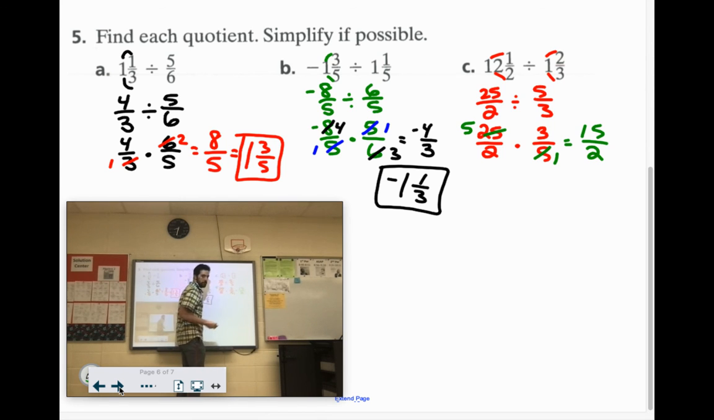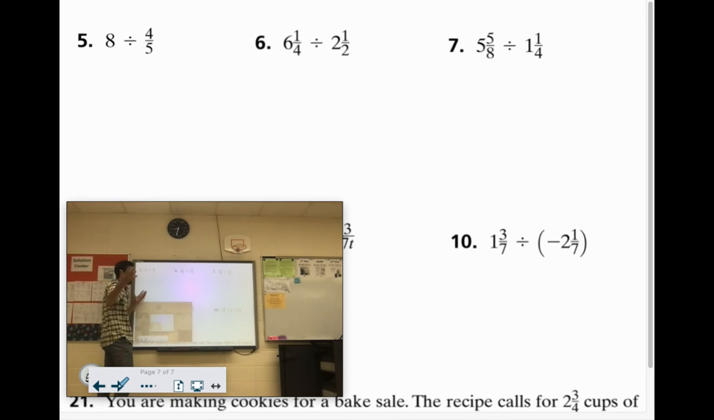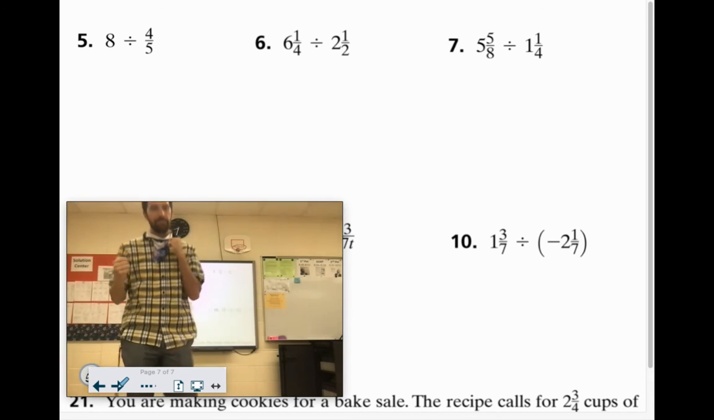How many 2's go into 15? 7. Because that would give you 14. And then you've got 1 left over. 7 and a half. We did it. We did it! Yes!